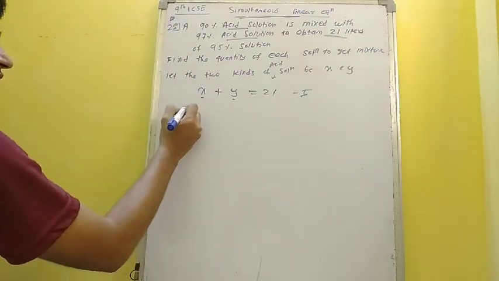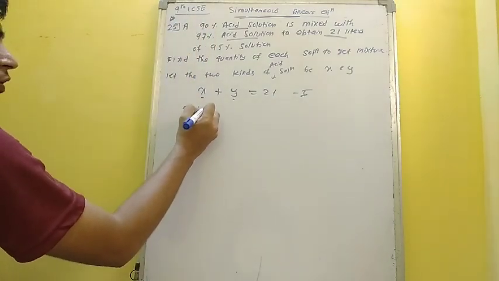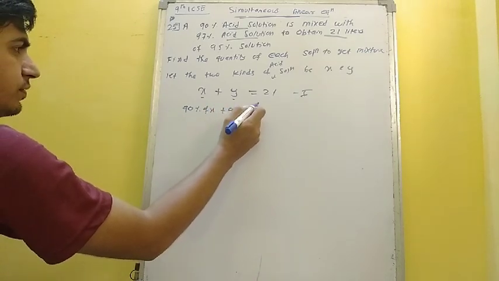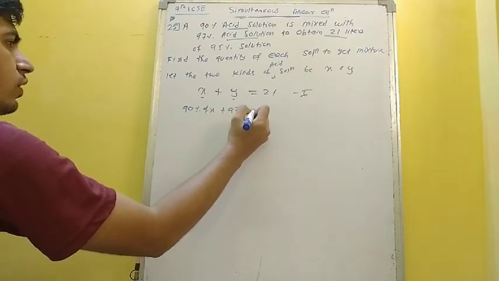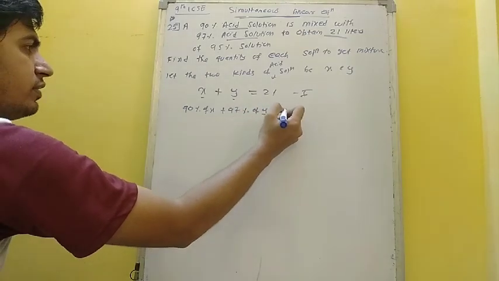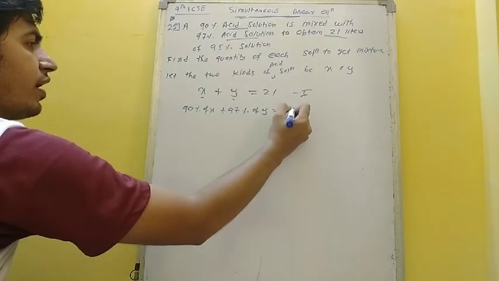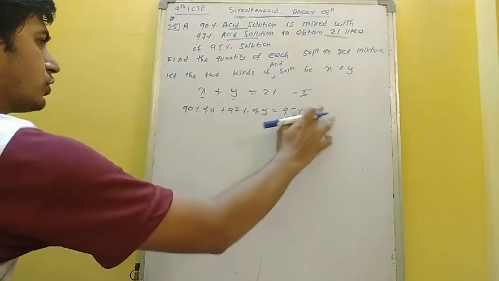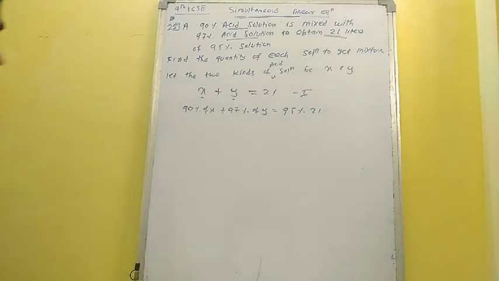But if we mix 90% of X plus 97% of Y, we will get 95% of the 21 liters of solution. Okay, got it? So this one is easy.